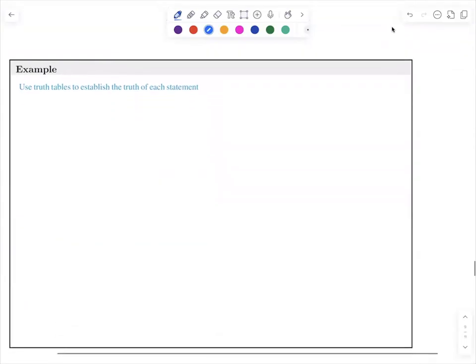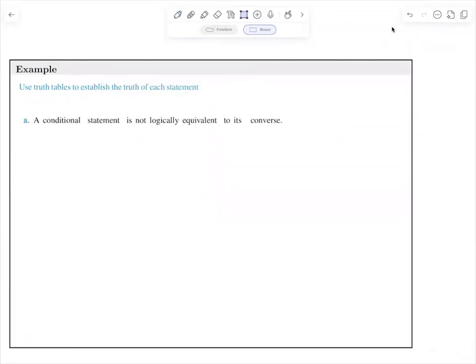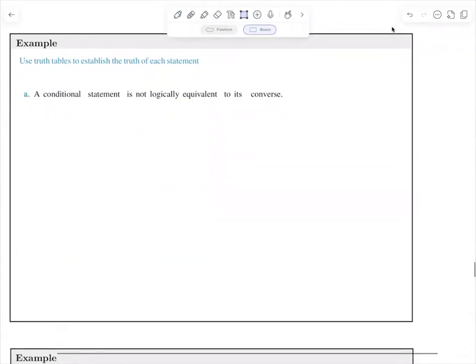The question says, use truth tables to establish the truth of each of the following statements. A conditional statement is not logically equivalent to its converse. So basically, in order to use the truth table here, remember the conditional statement. For this case, what do we have? We know that we are working with the conditional statement. It says it is not equivalent to its converse.